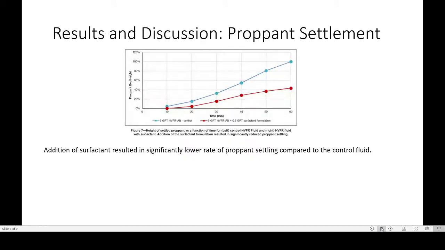The paper also covers proppant settlement versus your HVFR, so the height of settled proppant as a function of time, control for HVFR fluid, and the HVFR fluid with surfactant. So the addition of surfactant resulted in a significantly lower rate of proppant settling compared to the control fluid.